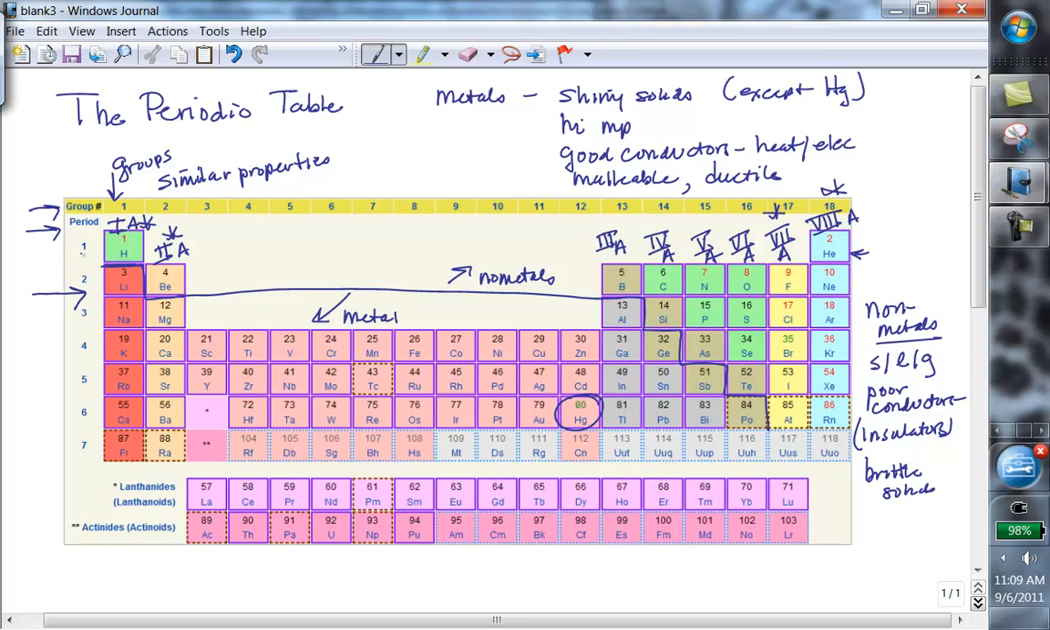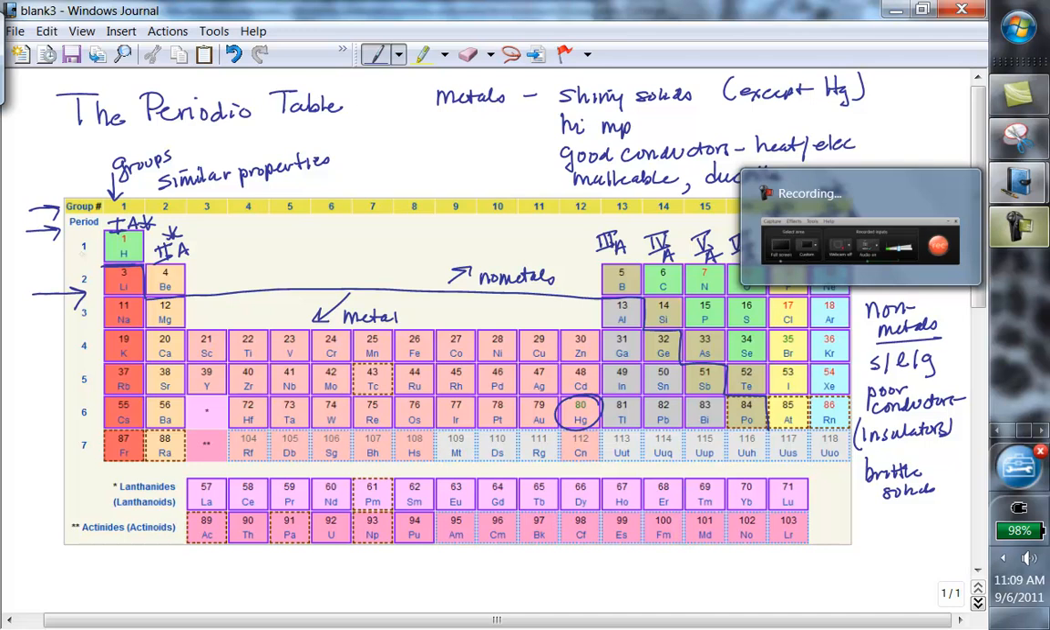So what you need to be familiar with is where the periodic table splits off and which sides are the metals and which sides are the nonmetals. I'll do two other presentations, one on metals and one on nonmetals.